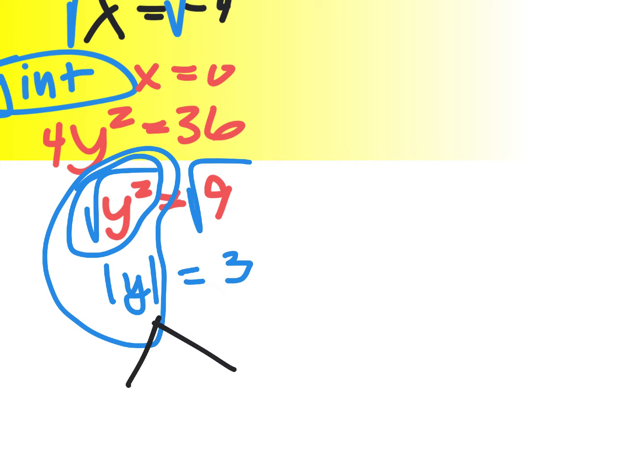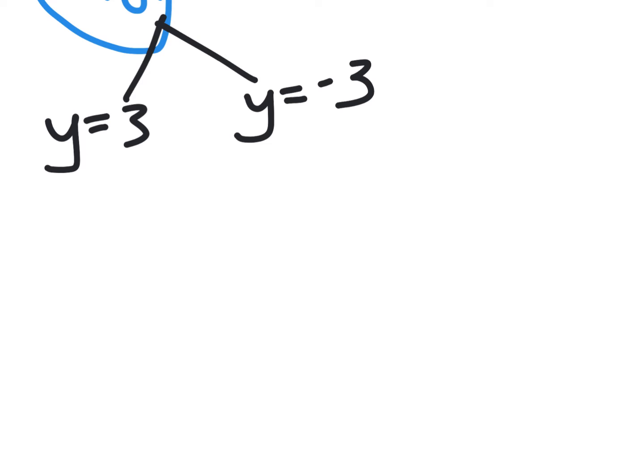And now we can say that's why there's 2 answers. Y equals 3 and y equals -3. So there are 2 answers. I'm not saying there aren't 2 answers. I'm saying there's only 1 square root of 9. Okay. All right, now, what are these answers again?